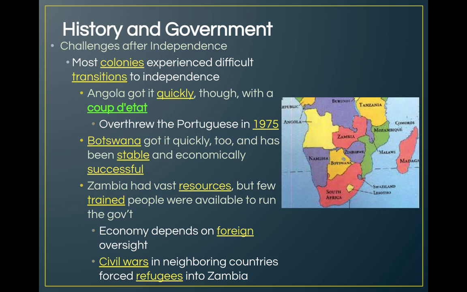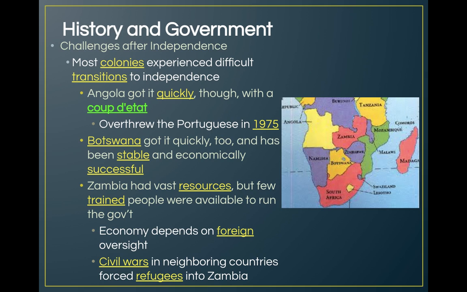Zambia has vast resources, but few trained people are available to run the government, so their resources are often mismanaged. Their economy basically depends on foreign oversight because they don't really understand how to properly manage it, so they basically source that out to foreigners.